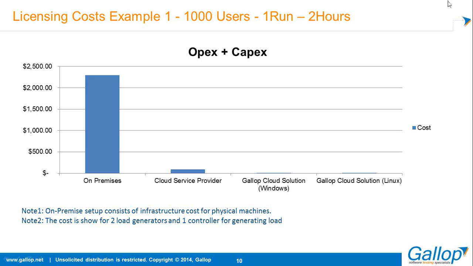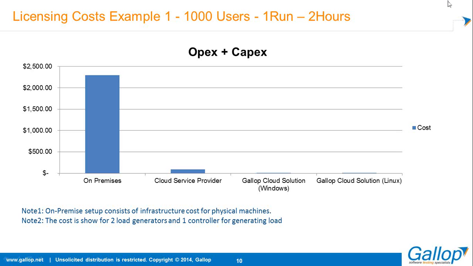And Gallop has its own solution, the Gallop Cloud Solution. We have overcome certain limitations with distributed testing with JMeter. What happens with JMeter when you test in different subnets is that it won't allow you to have one master and different slaves in different subnets.